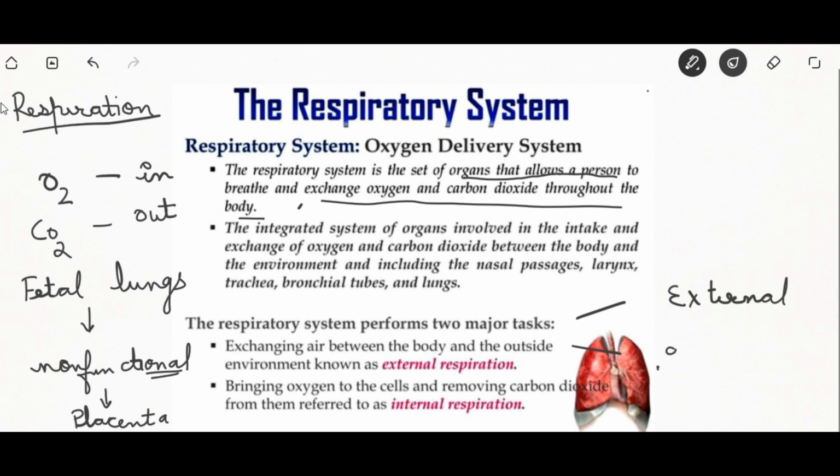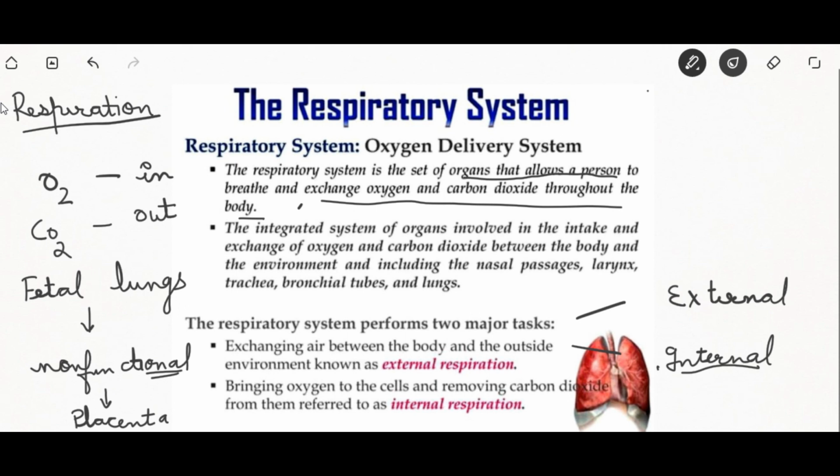The respiratory system performs two major tasks: external respiration and internal respiration. The external respiration involves the exchange of respiratory gases, that is oxygen and carbon dioxide, between the lungs and the blood, whereas the internal respiration involves the exchange of gases between the blood and the tissues.